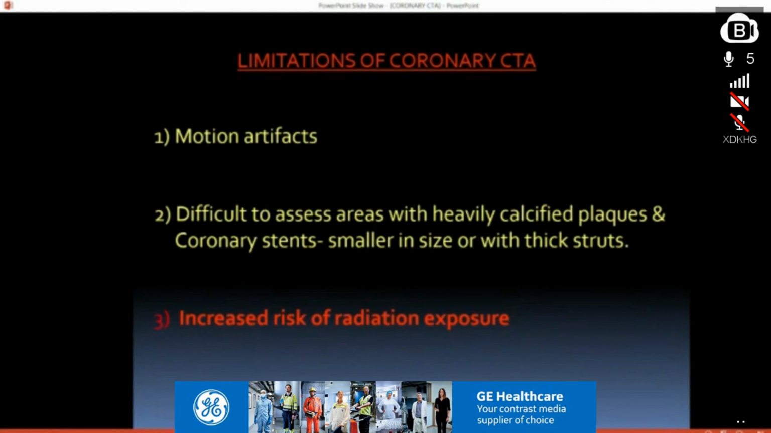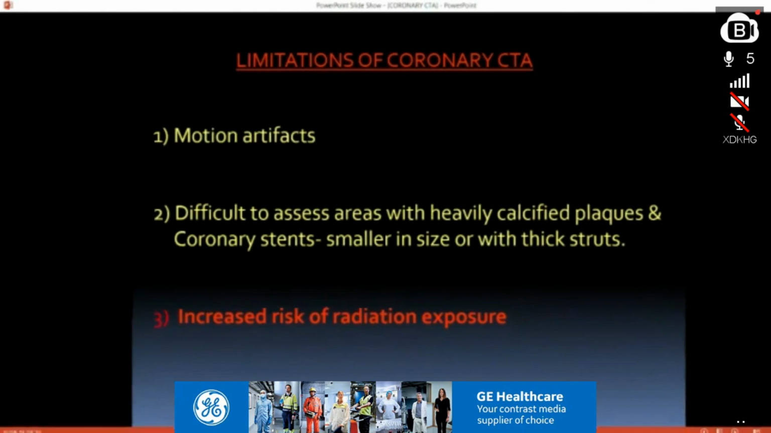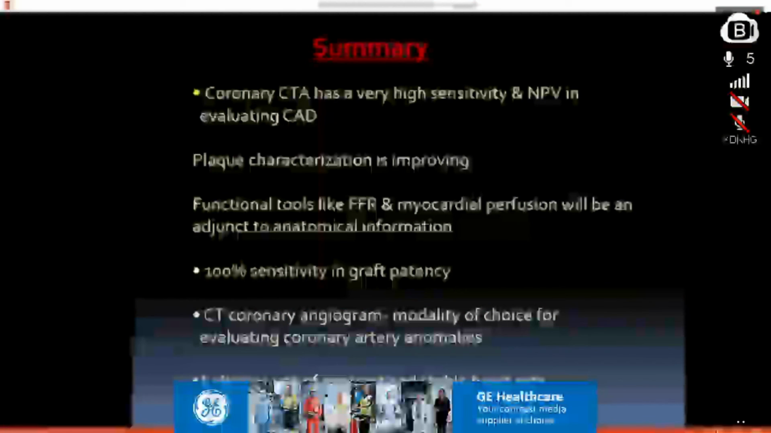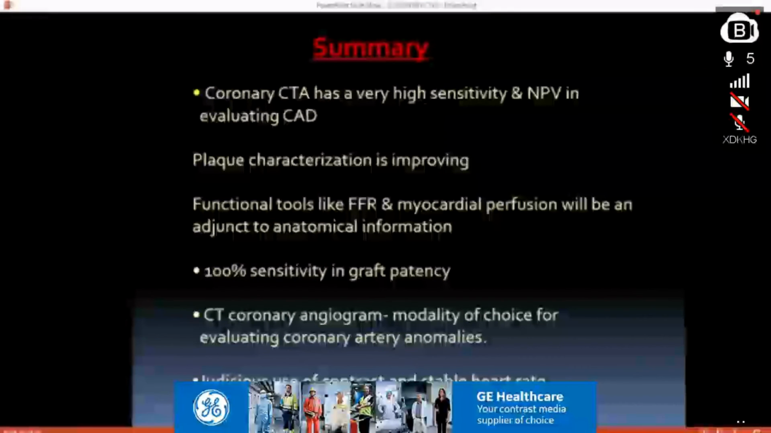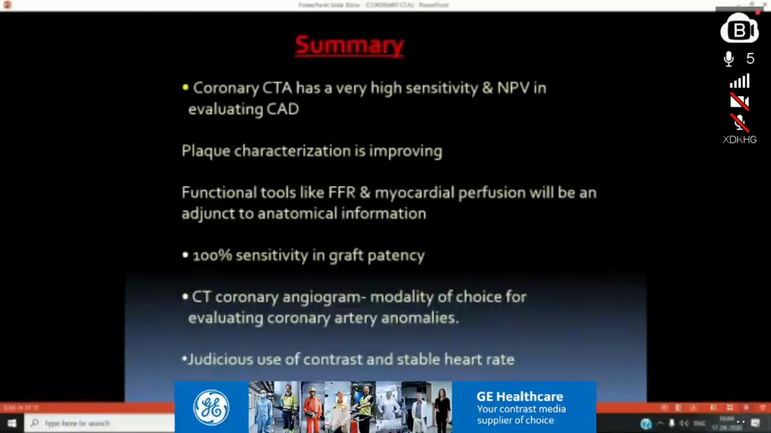So to summarize, coronary CT has evolved as a very highly sensitive and specific modality in evaluation of coronary artery disease. Plaque characterization is improving as the spatial resolution is improving. Functional tools are adding to this anatomical information, and one must always maintain the patient's heart rate stable in order to lower radiation during the coronary scan. Thank you for your attention.